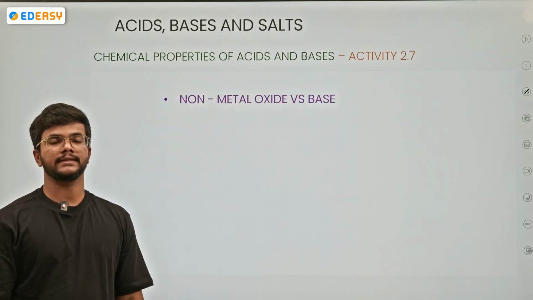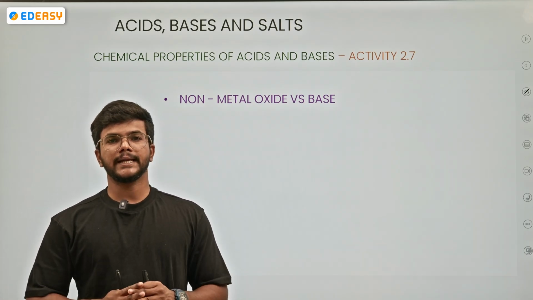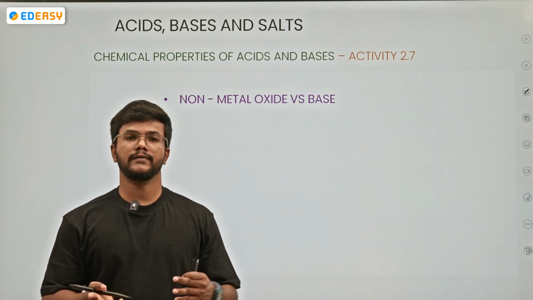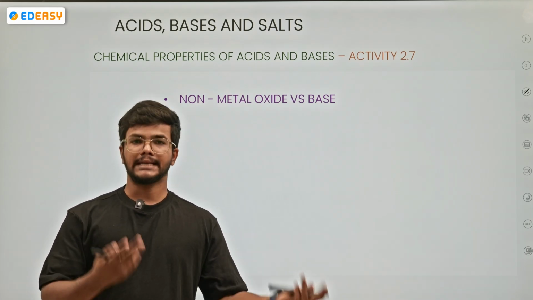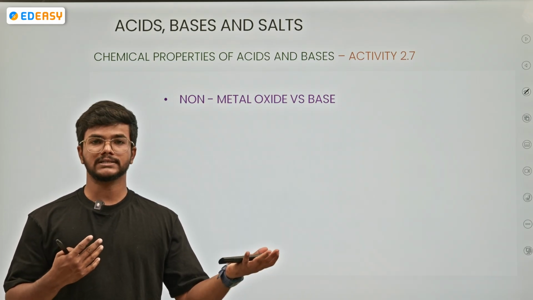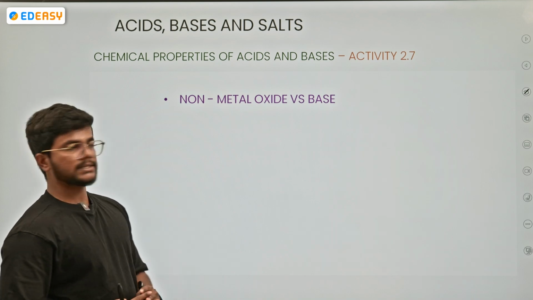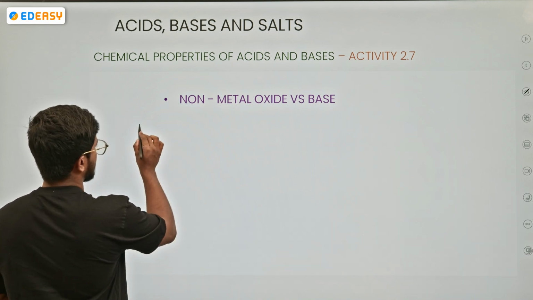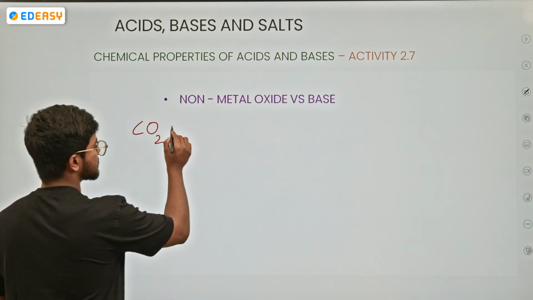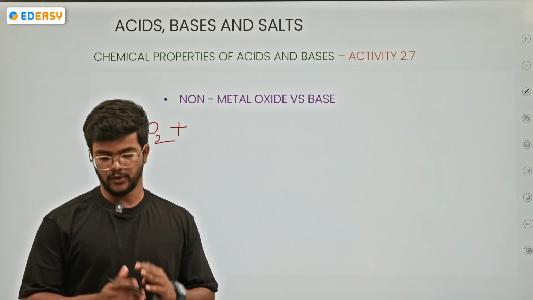non-metal oxide with the base. There are many non-metals in the periodic table. One of the examples is carbon. Why are we taking carbon only? We can take others also, sulfur, nitrogen, any other. But carbon, when it makes a bond with oxygen, gives carbon monoxide or carbon dioxide. So for the non-metal oxide, here is carbon dioxide, CO2. CO2 reacts with the base. Any one example for the base except NaOH?